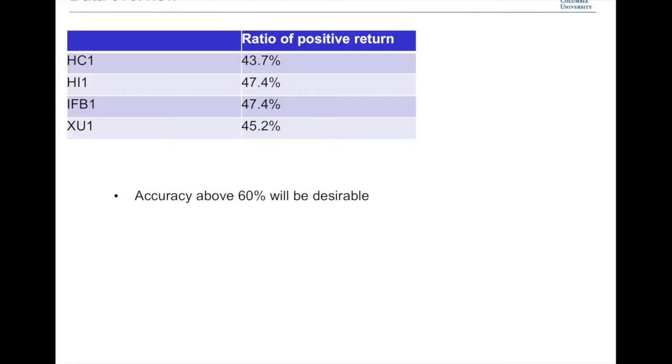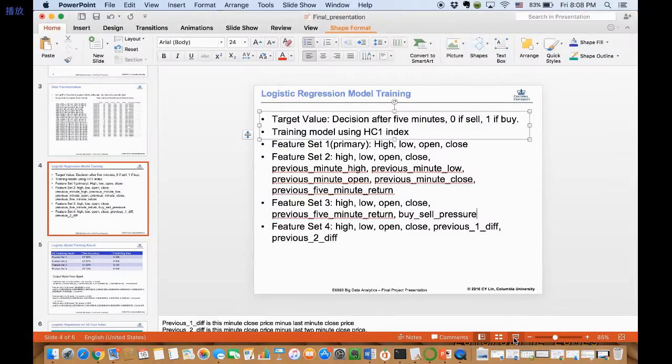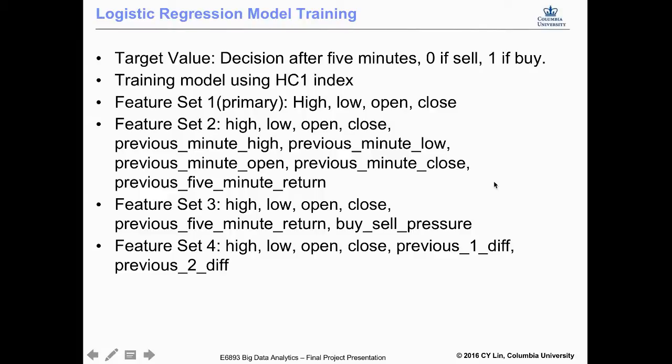And we care about whether the return is positive or negative, and we do a primary summary on the ratio of positive return for each futures dataset. It turns out to be around 45%. Therefore, if we can get a prediction accuracy above 60%, that would be desirable, because 60% cannot be obtained by randomly guessing.